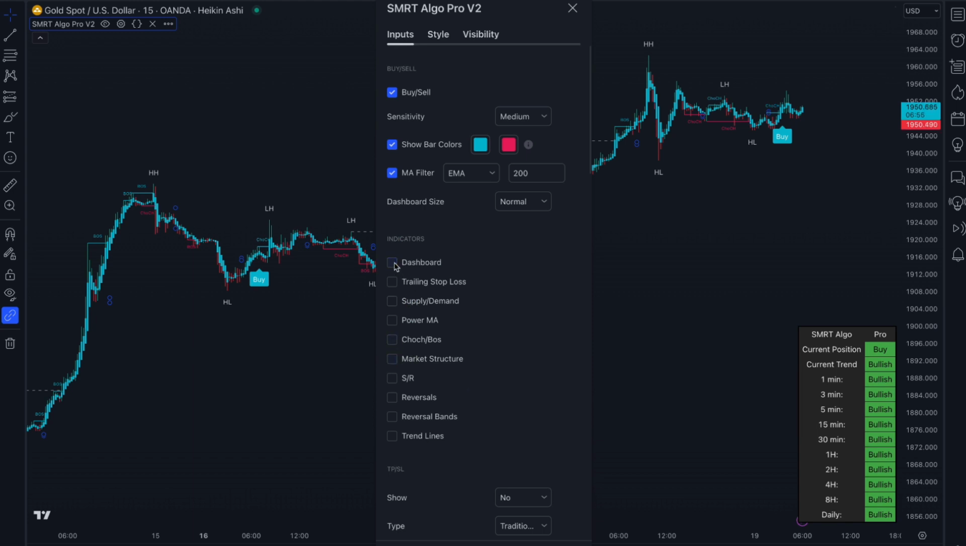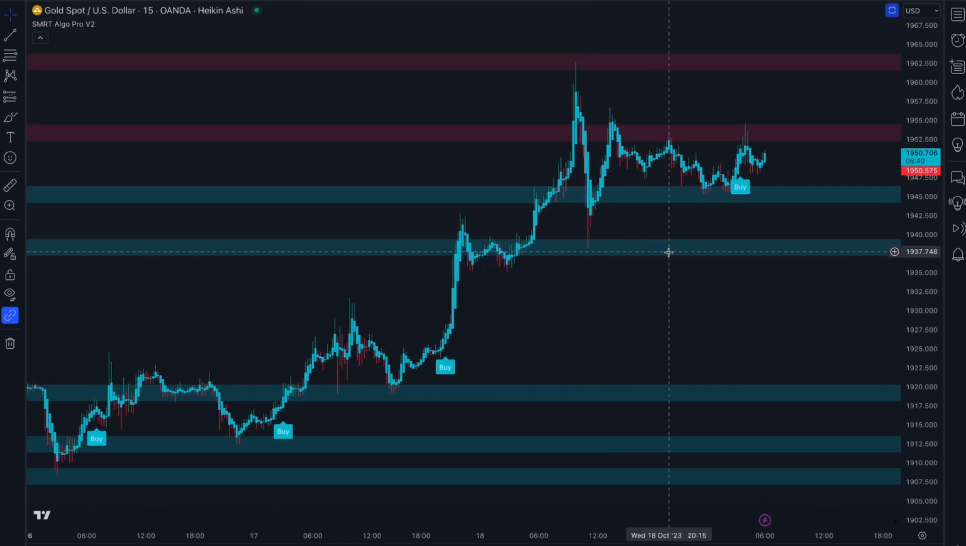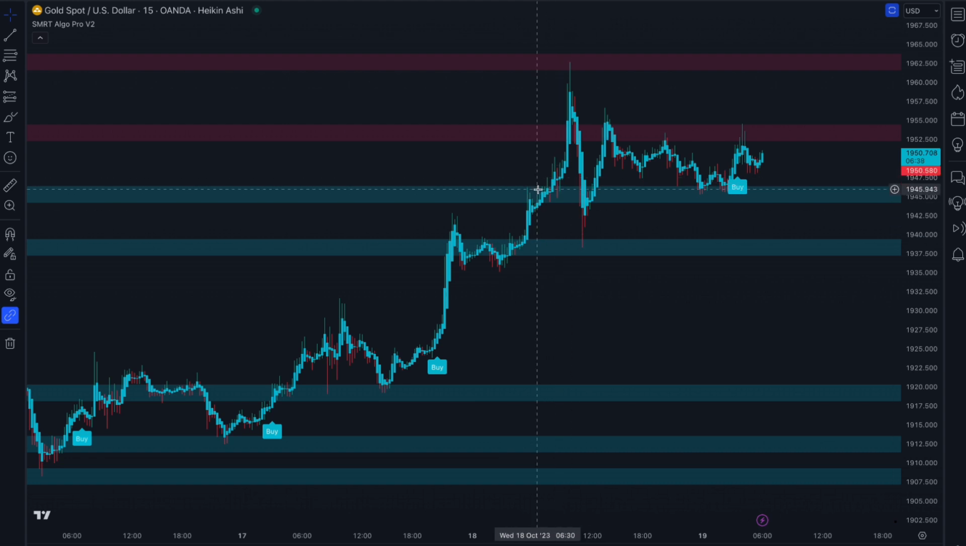Next we have the support and resistance indicator. So let me turn the other indicators off and turn the SR on. So you can see that on the screen we have these red zones and blue zones. The red zones are areas of resistance and the blue zones are areas of support. You can see that price hit the upper area of resistance and it bounced all the way back down to this area of demand.